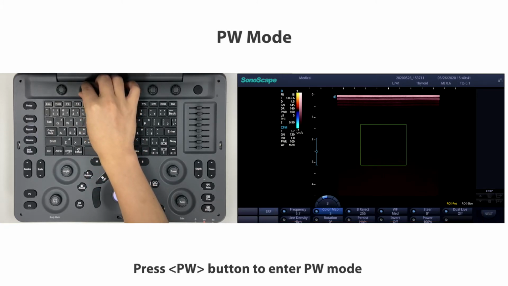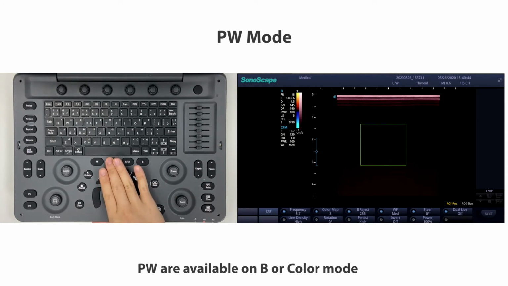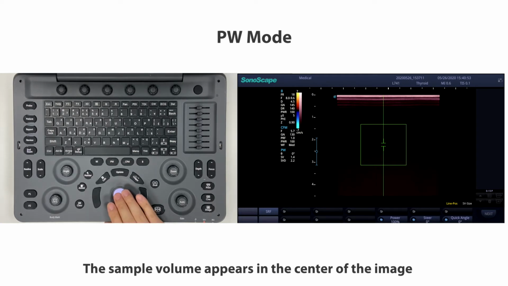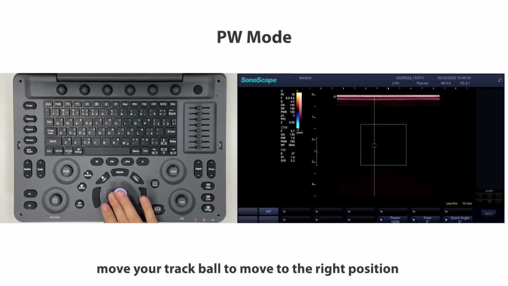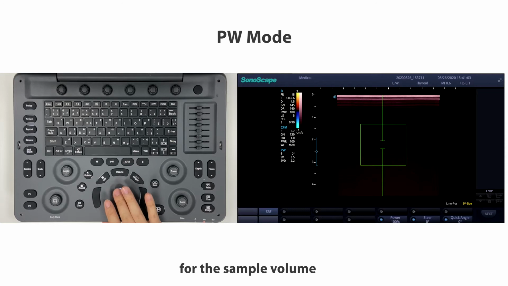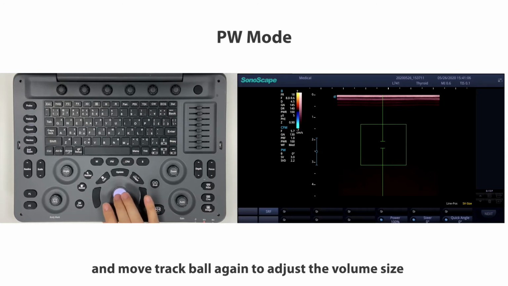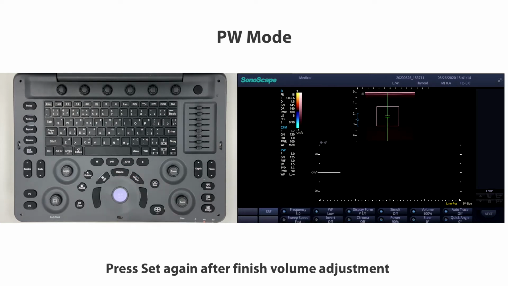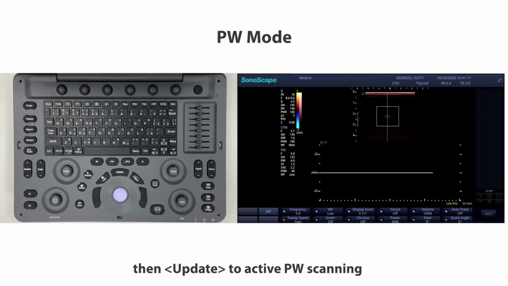Press the PW button to enter PW mode. PW is available on B or color mode. The sample volume appears in the center of the image. Move your trackball to move to the right position, then press Set to activate size adjustment for the sample volume. And move the trackball again to adjust the volume size. Press Set again after finishing volume adjustment, then press Update to activate PW scanning.